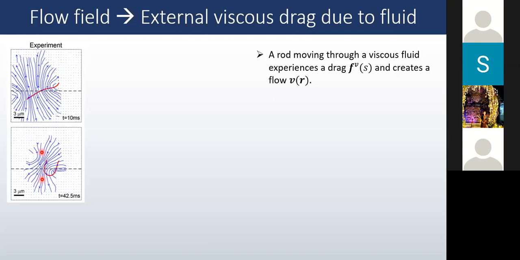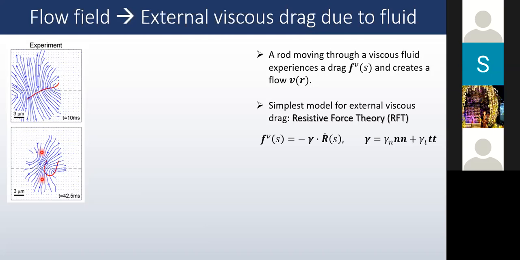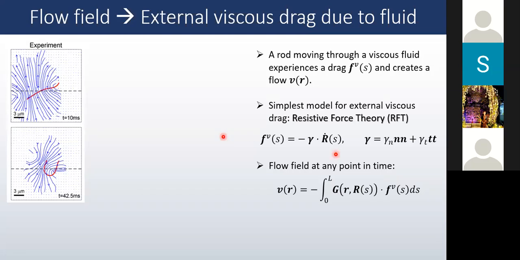What is the simplest model for external viscous drag? You can do it from resistive force theory. Don't worry, it's not a fancy name. It's just what you have seen for a damped harmonic oscillator. It's gamma times the filament velocity. Gamma is a tensor here, don't go into the details, but the fluid force per unit length is proportional to R dot. This is the simplest model for drag, and using it, I can theoretically compute the flow field as well by giving a line distribution of these forces along the filament length.